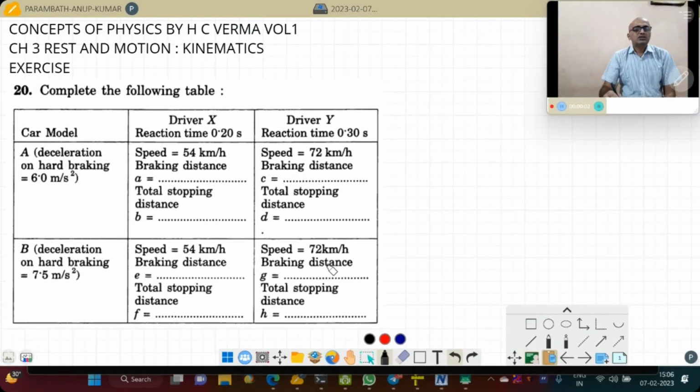Students, we are doing questions from Concepts of Physics by HC Verma, Volume 1, Chapter 3, Rest and Motion, Kinematics. Here we are doing the exercise. Question number 20. Complete the following table.